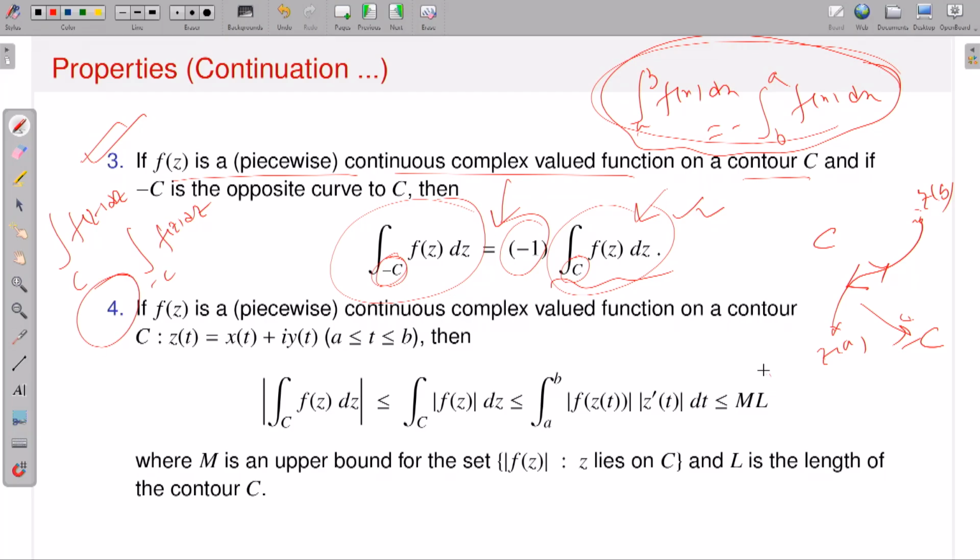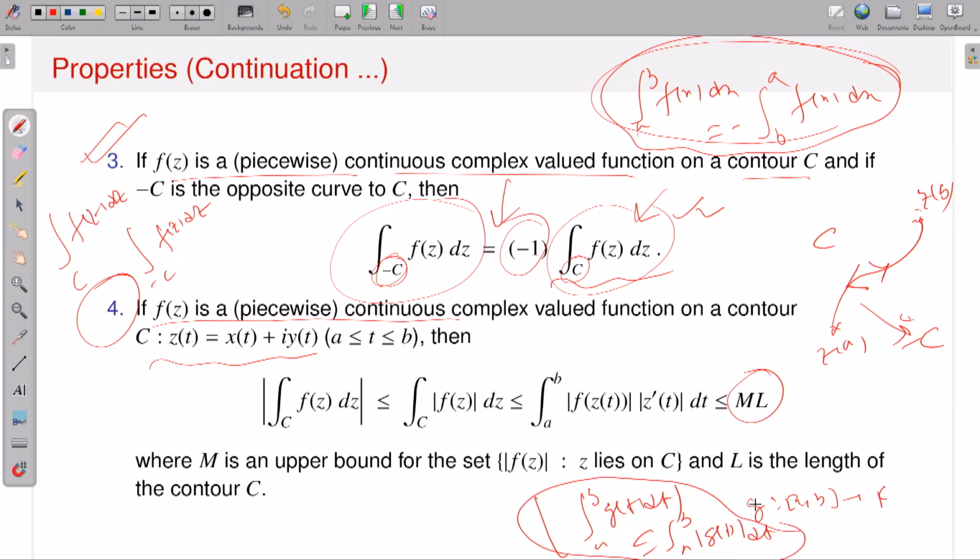This is called the ML inequality. What is that? It says that if my function is piecewise continuous or continuous, a complex valued function over the contour C, which has a parameterization z(t), then I can estimate. For example, if you remember, if I have a complex valued function g(t) from a to b, then the absolute value of the integral of g(t) dt is less than or equal to the integral from a to b of the modulus of g(t) dt. So I can push the modulus inside the integrand, but there will be a less than or equal to sign.